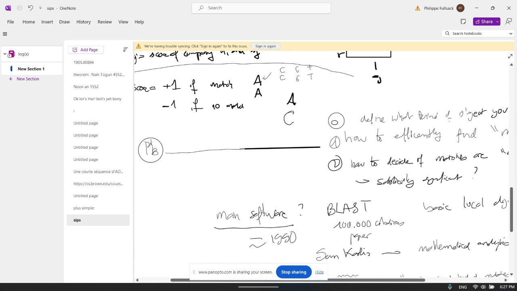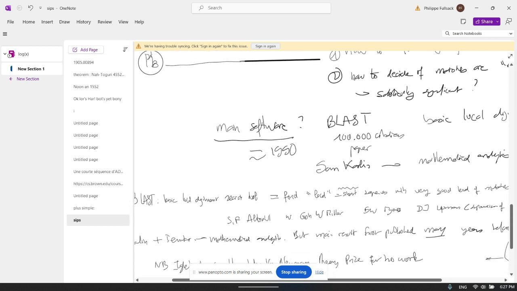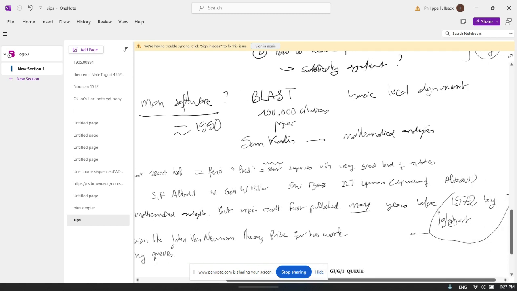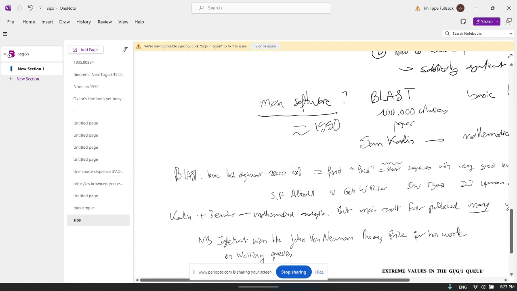Of course, people have developed methods to address these problems, and the most popular software is called BLAST, which stands for Basic Local Alignment Search Tool. It really is a tool, and the first BLAST paper, in which this tool was published, earned no less than 100,000 citations. It's probably one of the most cited papers on the internet. This work was done in the 1990s.